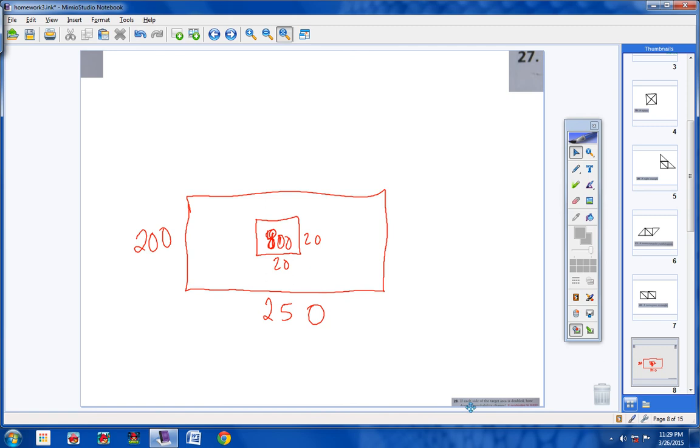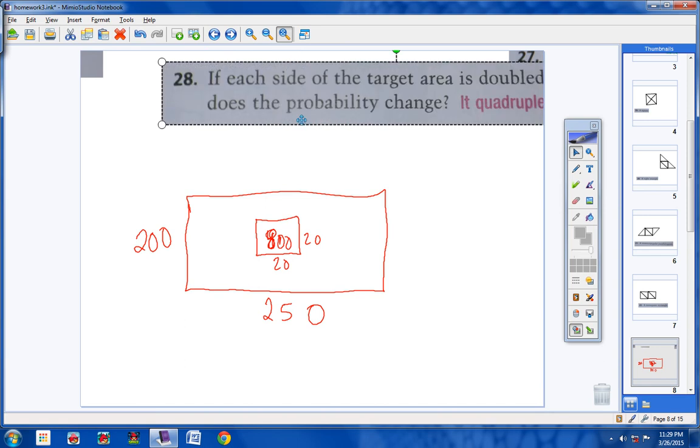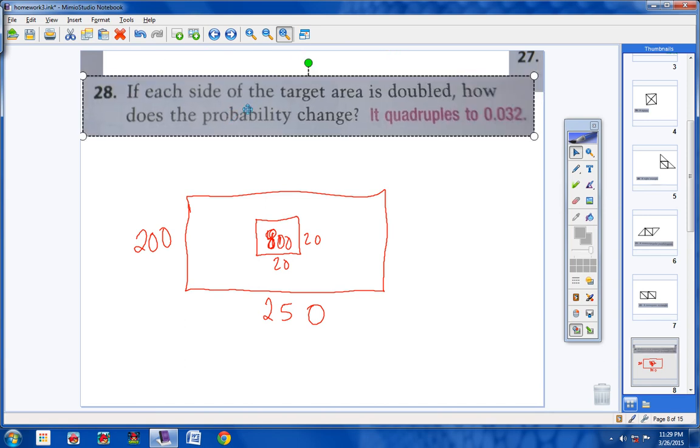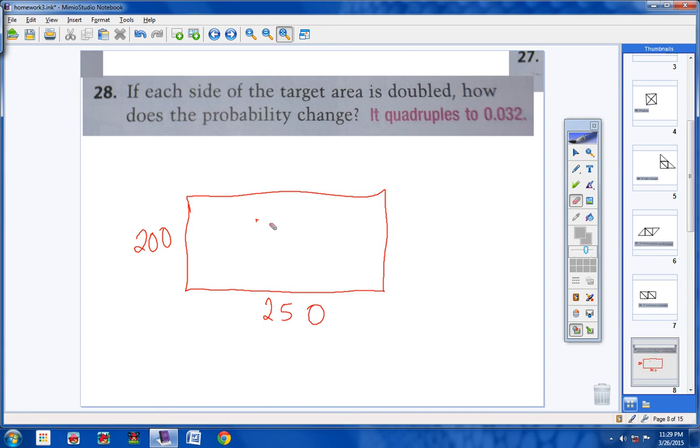And then lastly, number 28 says, if each side of the target area is doubled. So now we're going back to our original problem here, okay? And we're going to double each side of the target area. So if we double 20, we get 40. And if we double 20, we get 40. So we double this side, we double this side. You double each side of the target area. So now we have 1600 for the area.